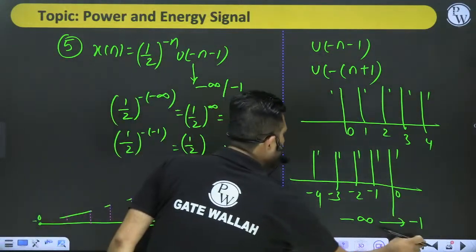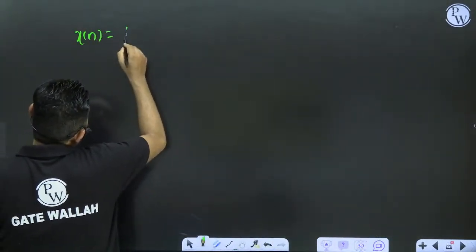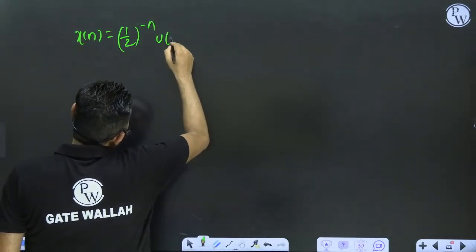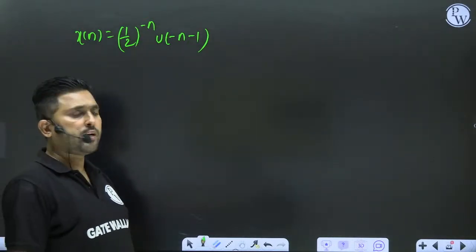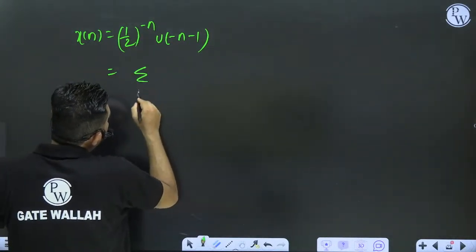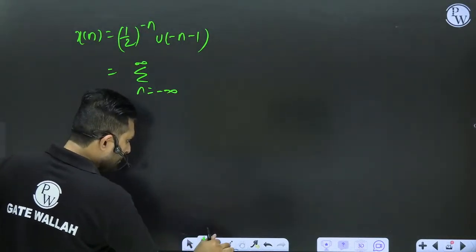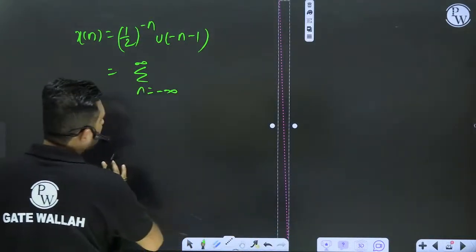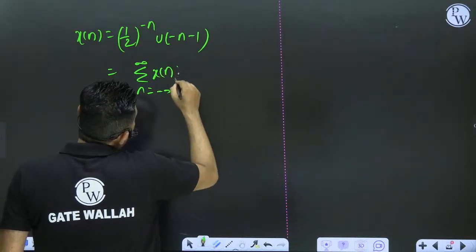So let me check here. Let's take xn again. xn is 1 by 2 to the power minus n u of minus n minus 1. Let's find out the energy first. And hence it is equal to the summation, n equal to minus infinity to infinity. Let's make a boundary here. Okay, so the energy formula is the summation of xn into x conjugate n.